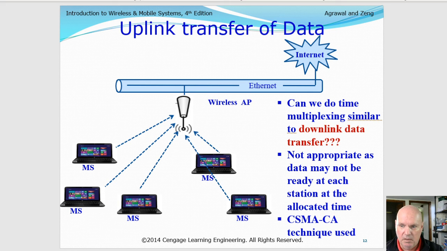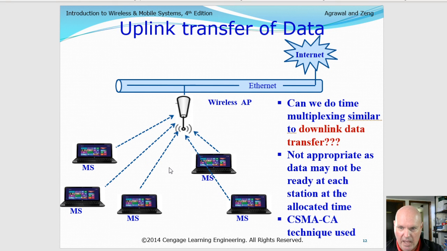So instead, what's used is one of the collision avoidance methods that we've talked about in the past. In particular, in this case, carrier sense multiple access with collision avoidance. And if you recall, in that method, first the mobile system senses to see that there are no other transmissions taking place on the network before it transmits.